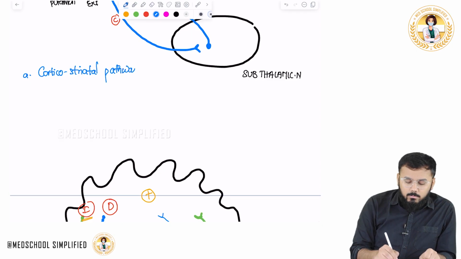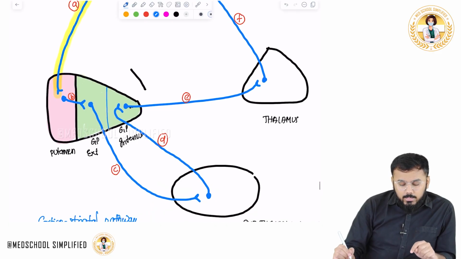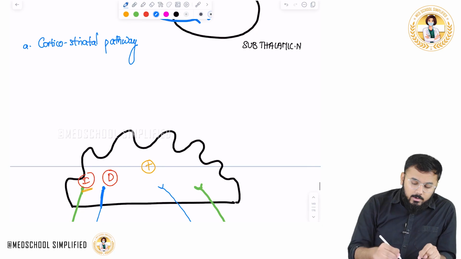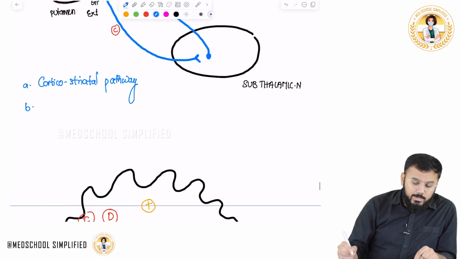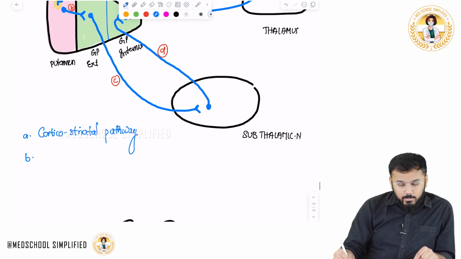A is nothing but your corticostriatal path. Then what about B? Here B is going all the way from the striatum to the globus pallidus. So B, I can call it as what? I can call this B as, let us say, striatopallidal pathway. But I will just write it here. You think the name by yourself.